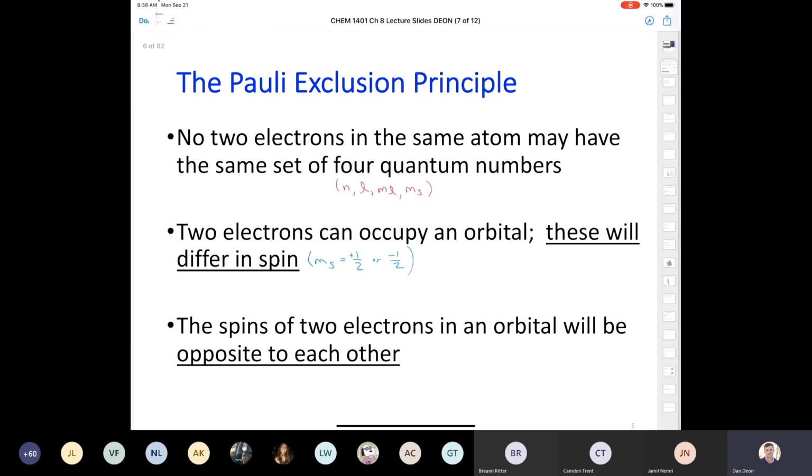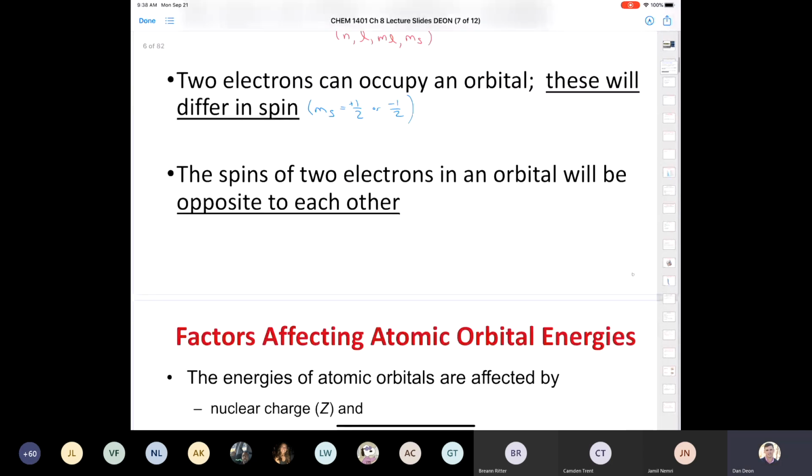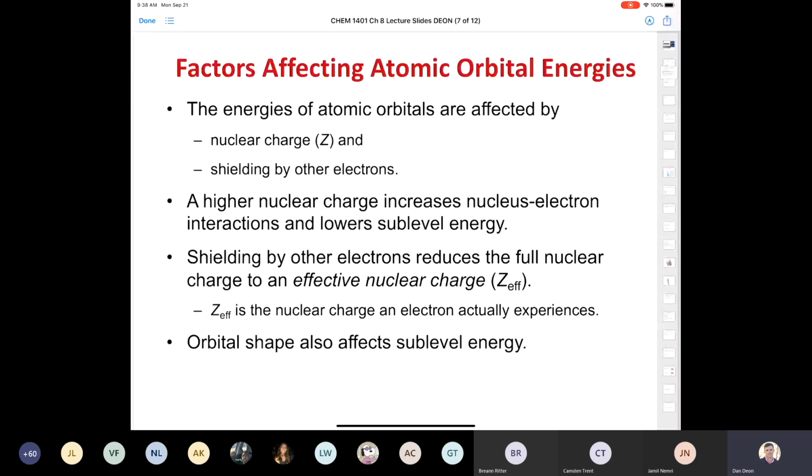Anyhow, let's move on and switch gears a tiny bit. I want to talk about 2 things here for a few minutes, just to rationalize what affects atomic orbital energies, because we're going to talk about atomic orbitals a lot today. We're going to talk about the relative energies, and there are two major things that affect the energies of atomic orbitals. The first one is nuclear charge, and the second one would be shielding by other electrons. And there's a couple of types of shielding.